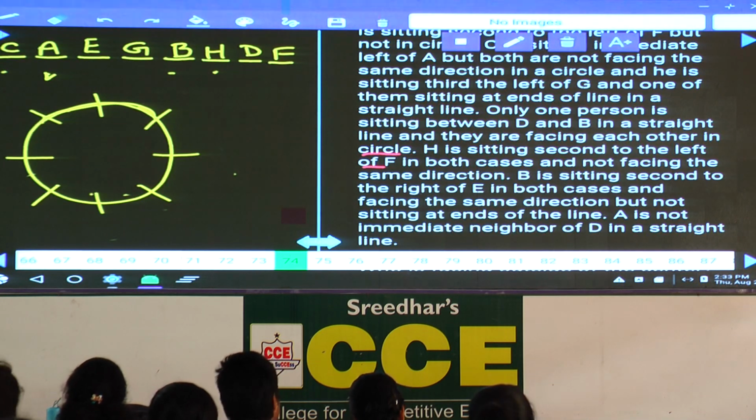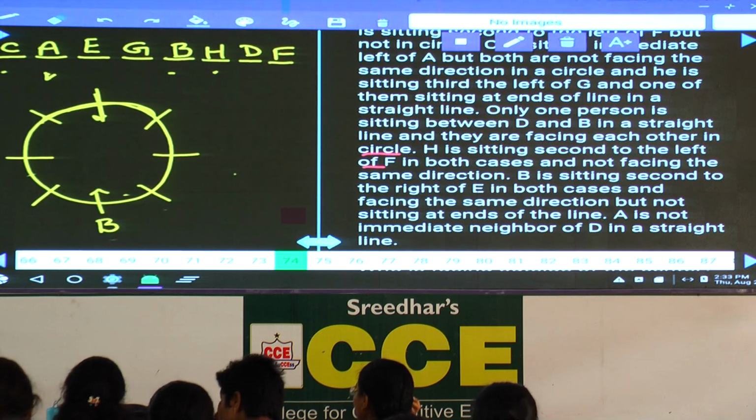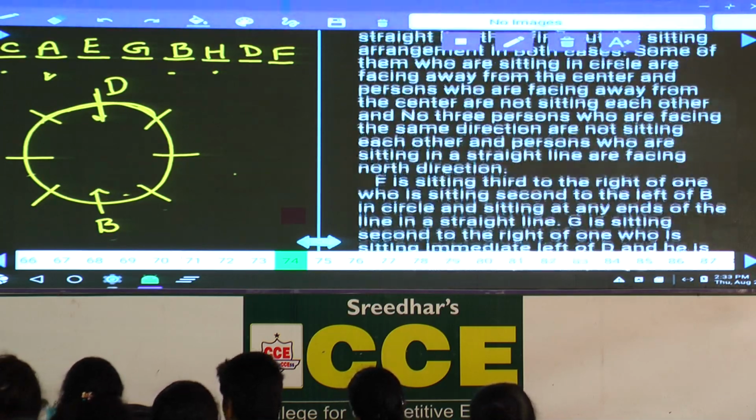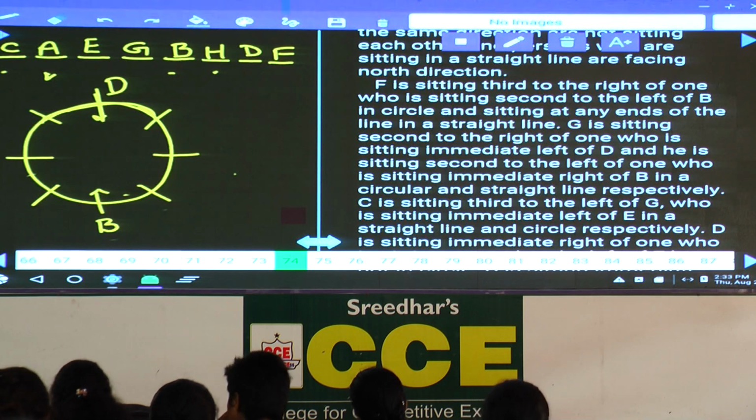Now here, B and D are facing each other. Now I am fixing B at this place. If B is here, D will be here. As B and D are in these two places, and the row arrangement has already been done, now we need to find out the circle.